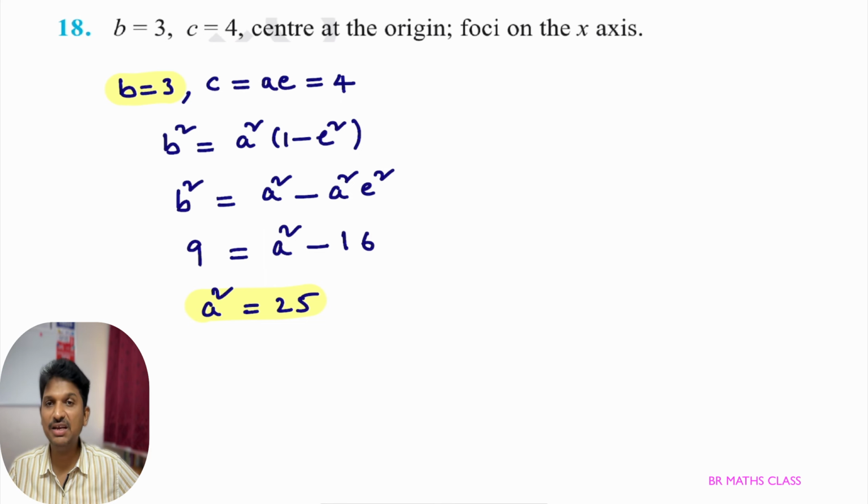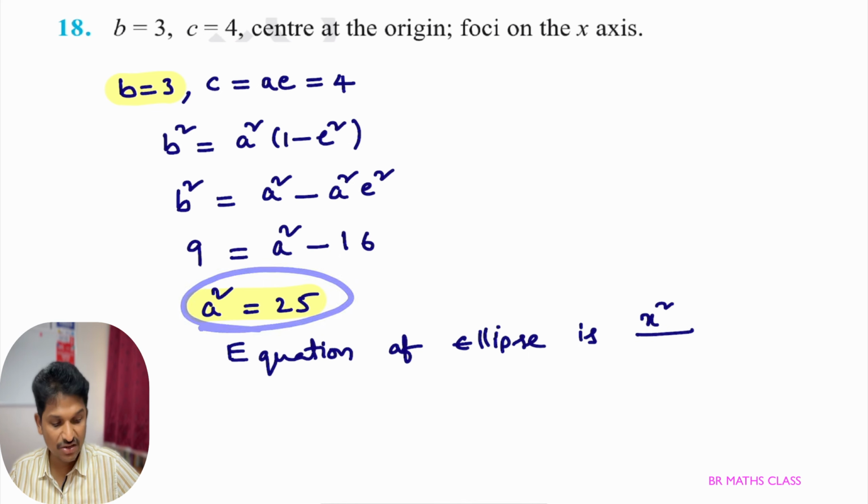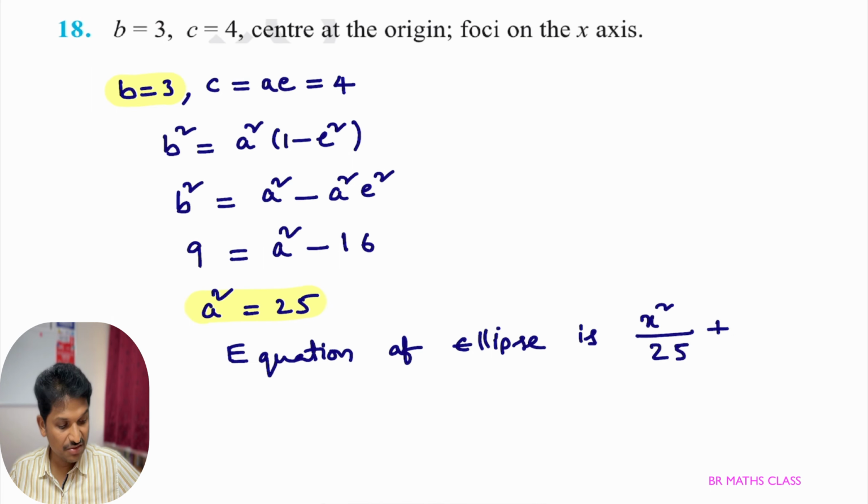You can easily write equation of ellipse now. Equation of ellipse is x square divided by A square. A square is 25, right? x square divided by 25 plus y square divided by B square. As B is 3, B square is 9, equal to 1. This is the equation of ellipse.